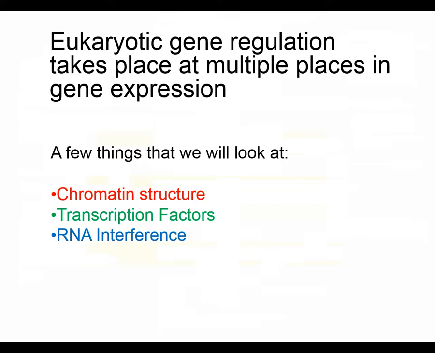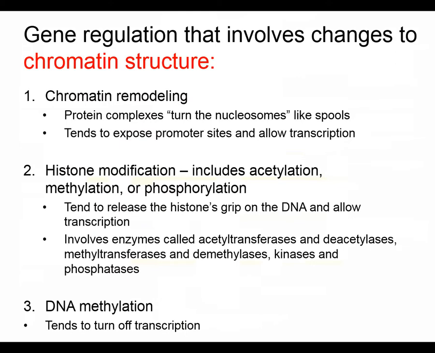And then RNA interference. RNA interference involves two types of RNAs called microRNAs, miRNA, and short interfering RNAs, siRNA. So these will be the things that we'll focus on from this chapter. So I used a color coding to help you keep track. On the first several slides we'll be talking about gene regulation that relies on changes to chromatin structure as the mechanism to control gene expression.